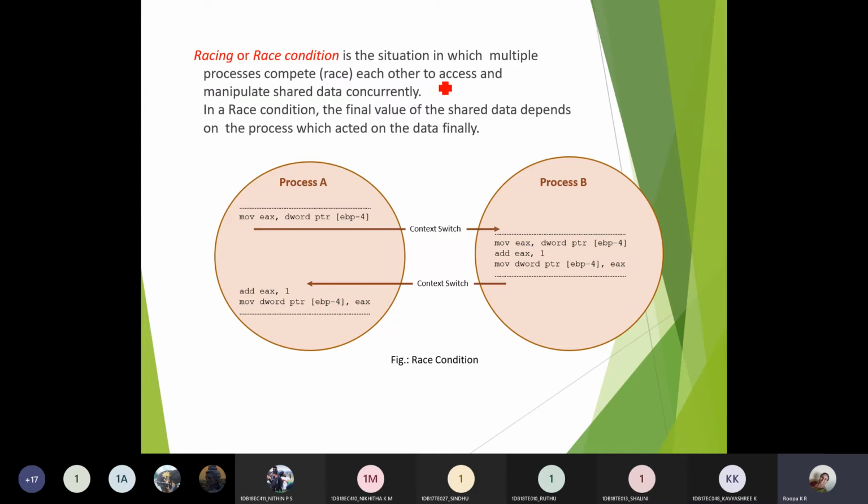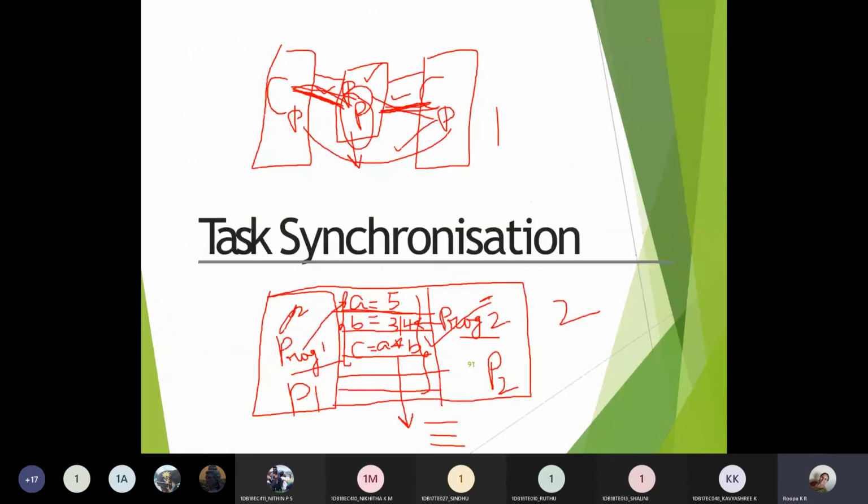It is a situation in which multiple processes compete with each other to access and manipulate the shared data concurrently. In the race condition, the final value of the shared data depends on the process which acted on the data last. The same thing which I had explained here.